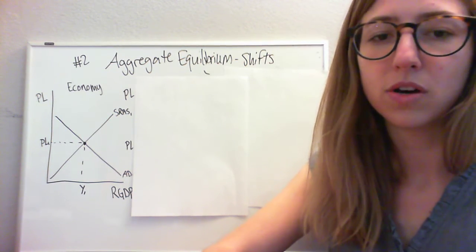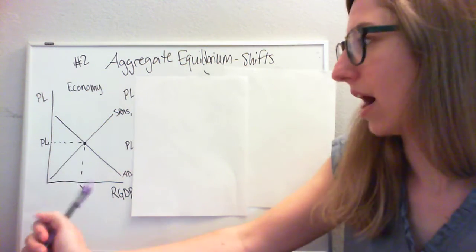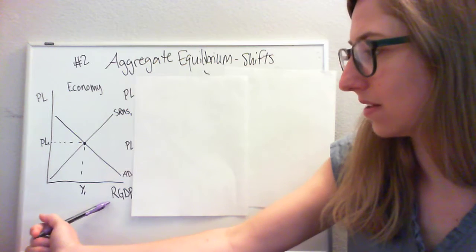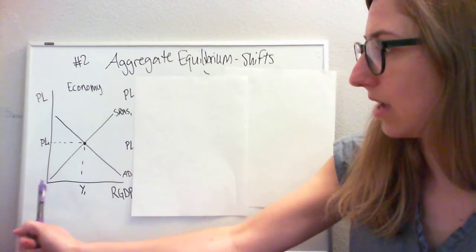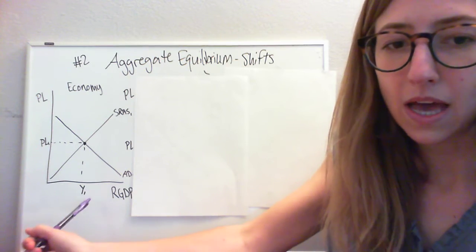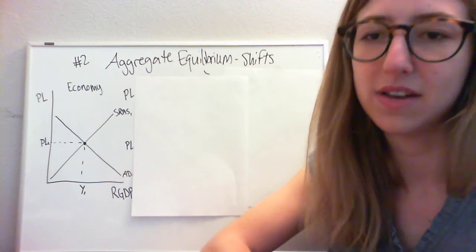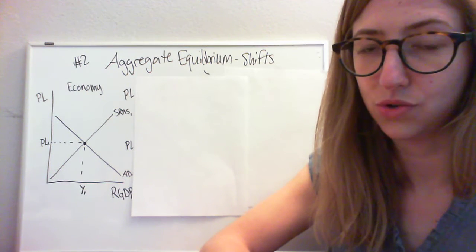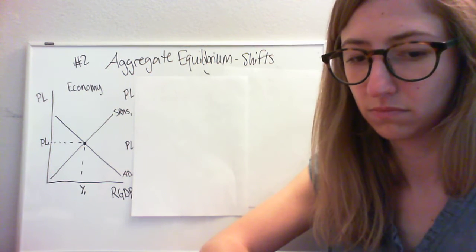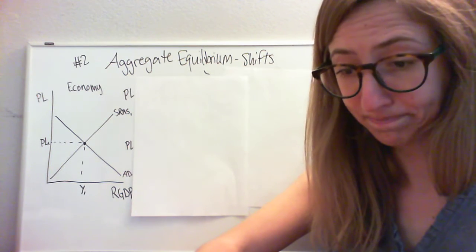Go ahead and take a quick second and sketch yourself the basic graph. We have price level and real GDP as the labels. We have the economy, an upward sloping short run aggregate supply, a downward sloping aggregate demand, and then Y1, PL1. You can do all of this before you know anything about the story. Okay, you ready for a story?